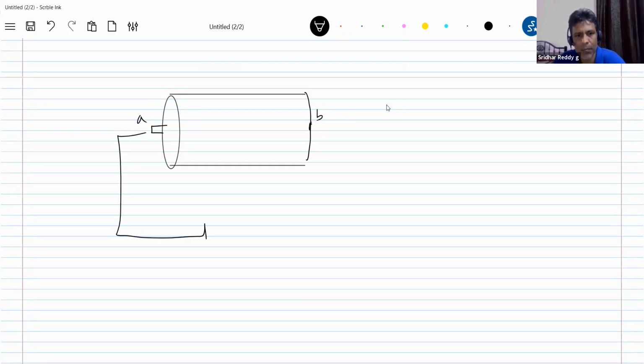We are discussing the first ideal battery. Later on, I'll introduce the non-ideal battery. There's a terminal A, there's a terminal B. I will connect a bulb or some wire, your wish, anything you can take, which will dissipate some electrical energy. They should be connected.